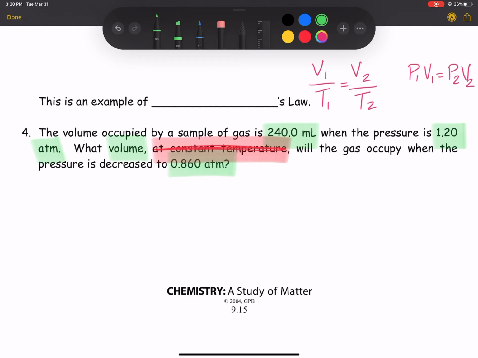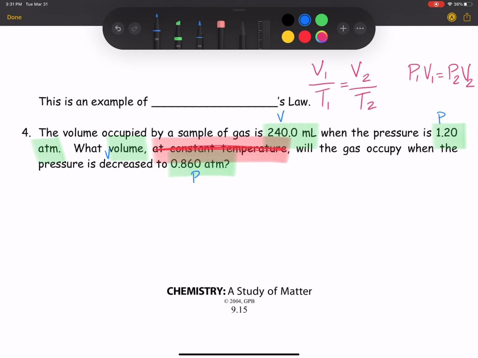So now let's go ahead and label all of our given units. The volume is 240 milliliters. My pressure is 1.20 atm. I'm looking for volume when the gas is now going to have a smaller pressure, specifically 0.860 atm. So now I need to figure out who's my initial and who's my final.